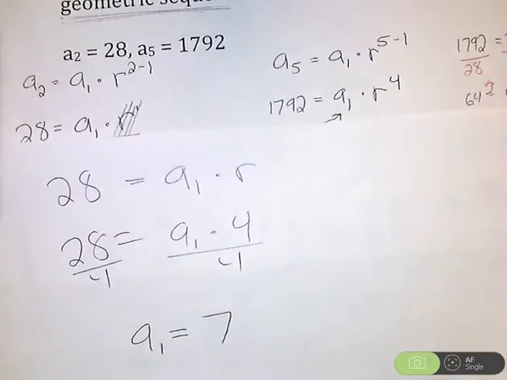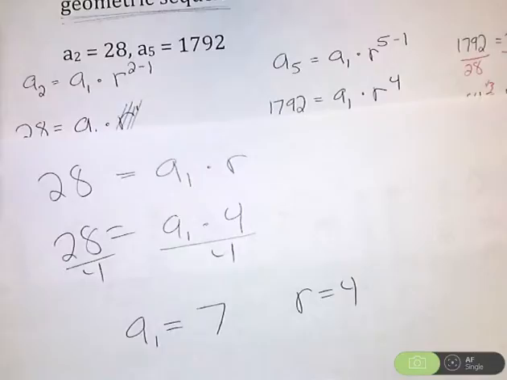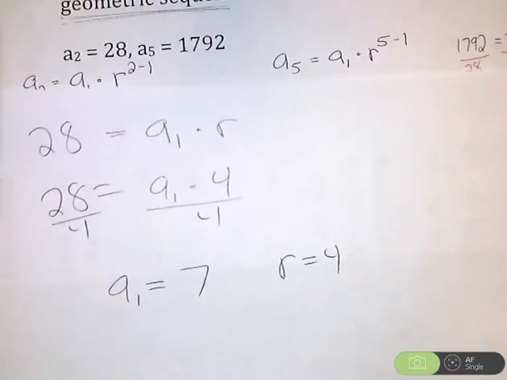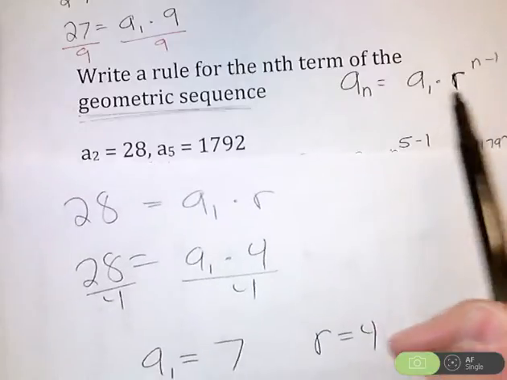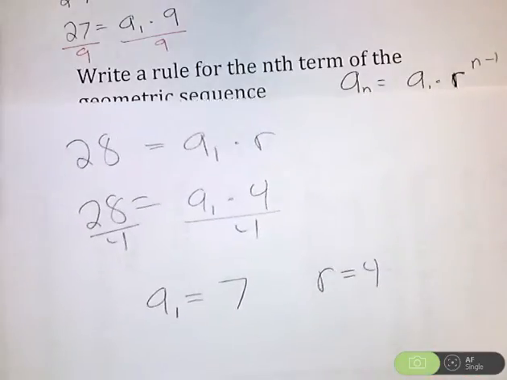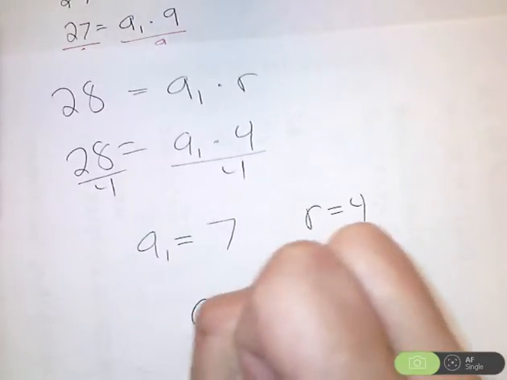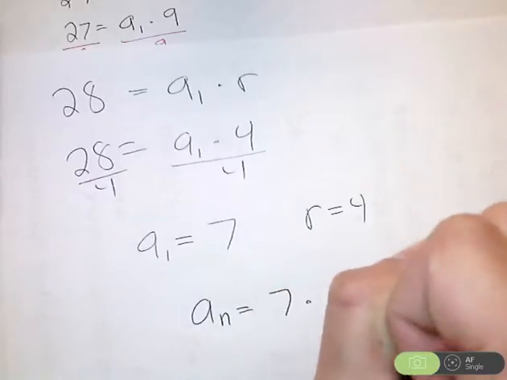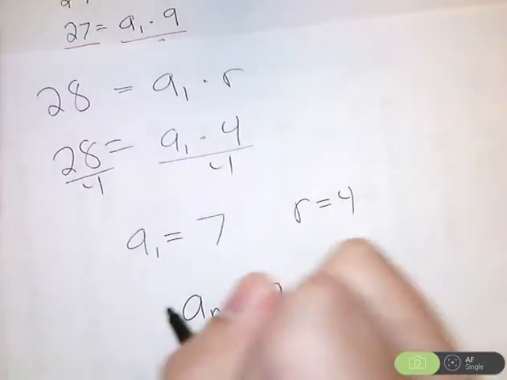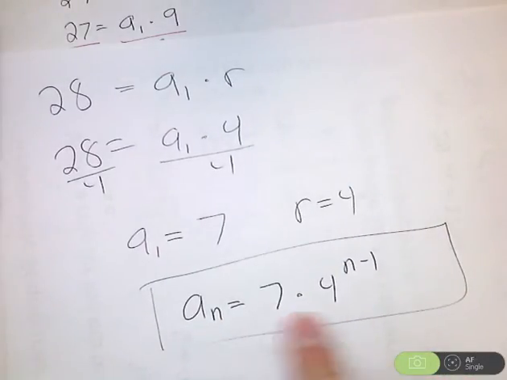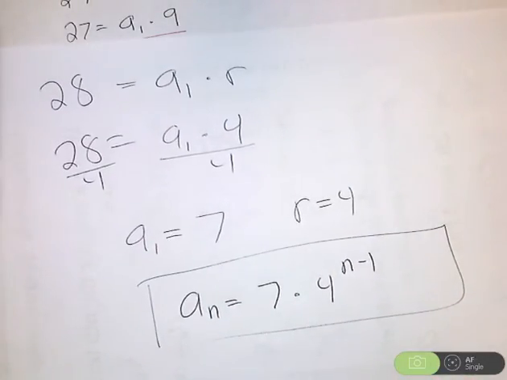So I have A1 is 7, I know R is 4, so I could put it all together using my geometric sequence formula. So I'm going to have An equals 7 times 4 raised to the n minus 1 power. And that is my rule. Again, do not multiply those because of that exponent. And that is geometric sequences 2.